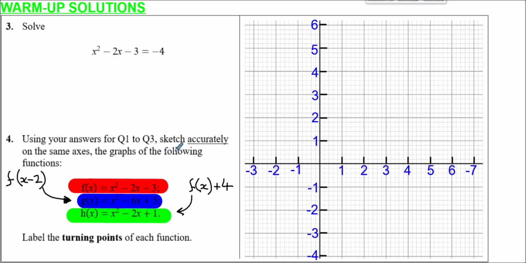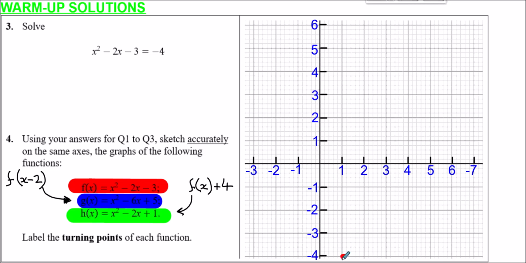So it just says to sketch accurately. Okay, so bear that in mind. So we can use what we had from question 1 to help us. So from question 1, what we had here was the turning point of f of x. So the turning point of f of x we worked out was 1, minus 4. Have a look at your worksheet and just use question 1. So 1, minus 4, this is in red, so I'm going to plot this in red.